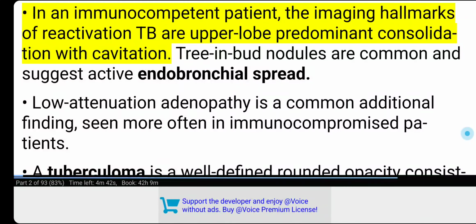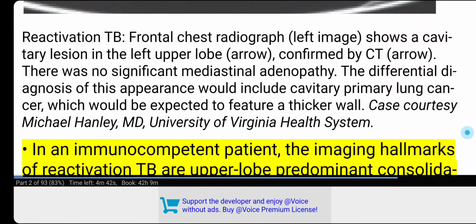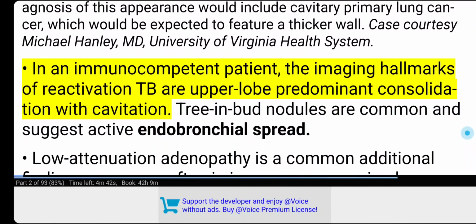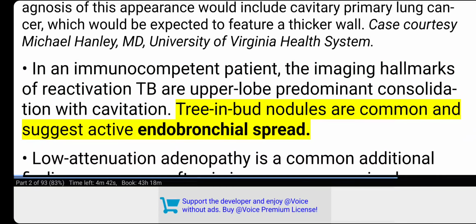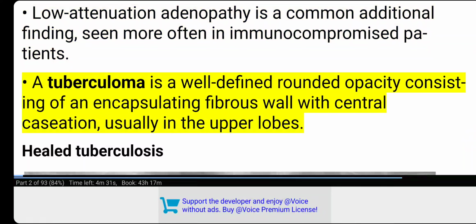In an immunocompetent patient, the imaging hallmarks of reactivation TB are upper lobe predominant consolidation with cavitation. Tree and bud nodules are common and suggest active endobronchial spread. Low attenuation adenopathy is a common additional finding, seen more often in immunocompromised patients. A tuberculoma is a well-defined rounded opacity consisting of an encapsulating fibrous wall with central caseation, usually in the upper lobes.